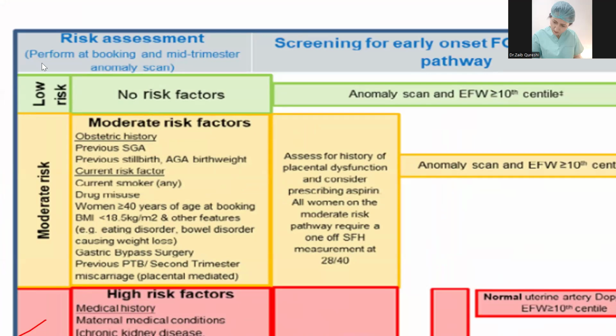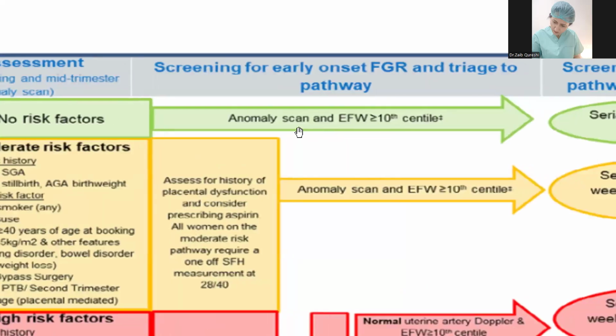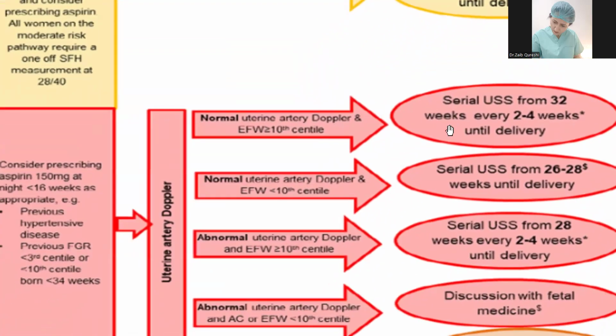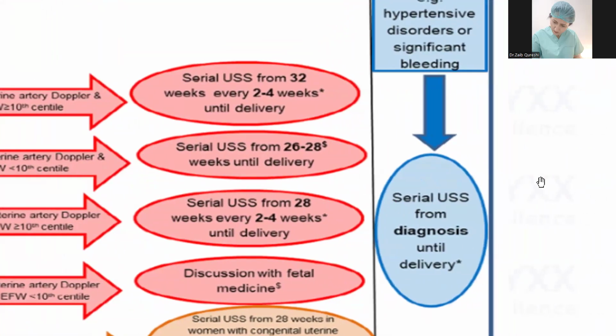Okay, if the woman was categorized low risk because she was not having any risk factor, in this scenario, you will just have an anomaly scan, and estimated fetal weight was also normal. You will just do serial measurement of symphysiofundal height. Okay, so I think all these questions come in the exam: with no risk factor, what you will do, serial measurement. With moderate risk factor, you will do serial scan from 32 weeks, but monthly. Okay, high risk category is pretty different.